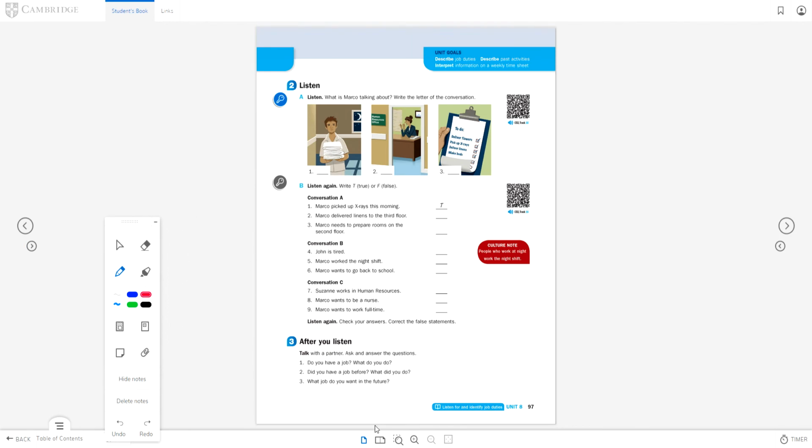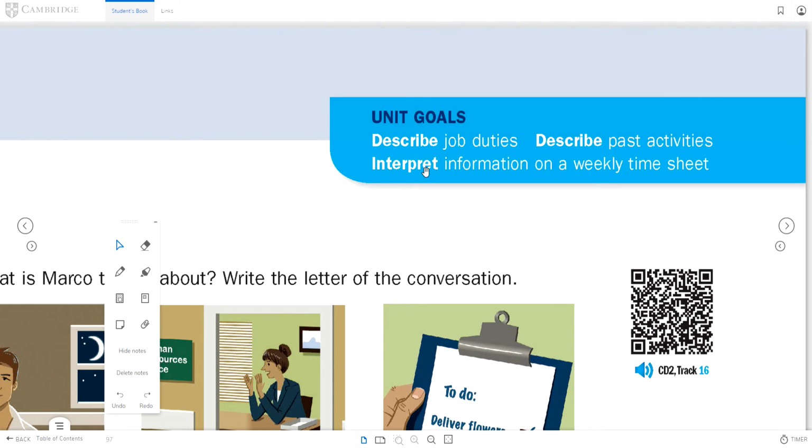Page 97 now. So let's look at the goals of this unit. Unit goals: describe job duties. So let's say that you have a job. What is your job? And what are your duties? What are your responsibilities? That's one goal for this unit. The whole Unit 8 is focused on you describing job duties.